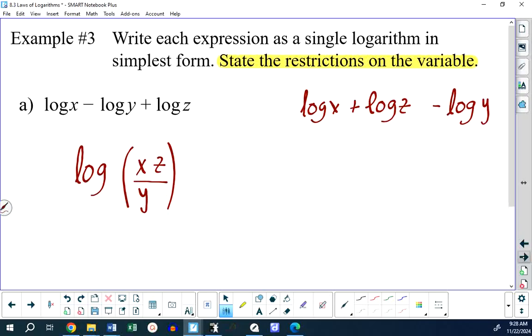Okay. What are the restrictions? Okay, so we haven't really talked about this yet. X must be greater than 0. These are base 10 logarithms, so just using the base 10 button on your calculator, what is the logarithm of 0? You can't do it, right? You get an error. Why do you get an error?